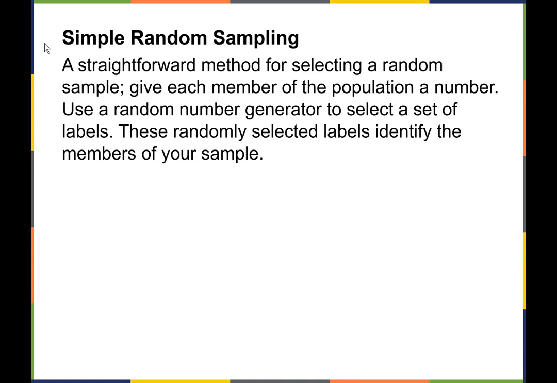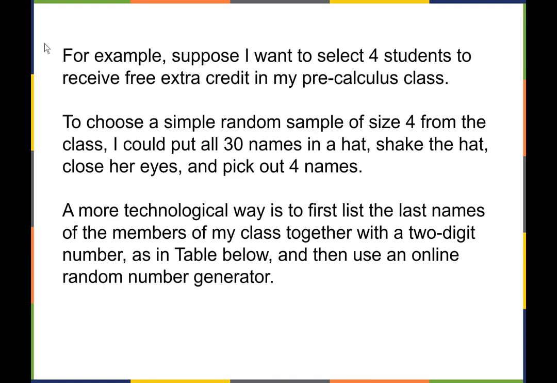The first method is a simple random sample. So you give each member of the population a number, and you randomly generate a list of numbers to select people for your sample. So let's look at an example of how this would work. Let's say I want to select 4 students in my class to receive extra credit, okay? One way I could do that is I could put all 30 names of students in a hat, shake the hat, and pull out 4 names.